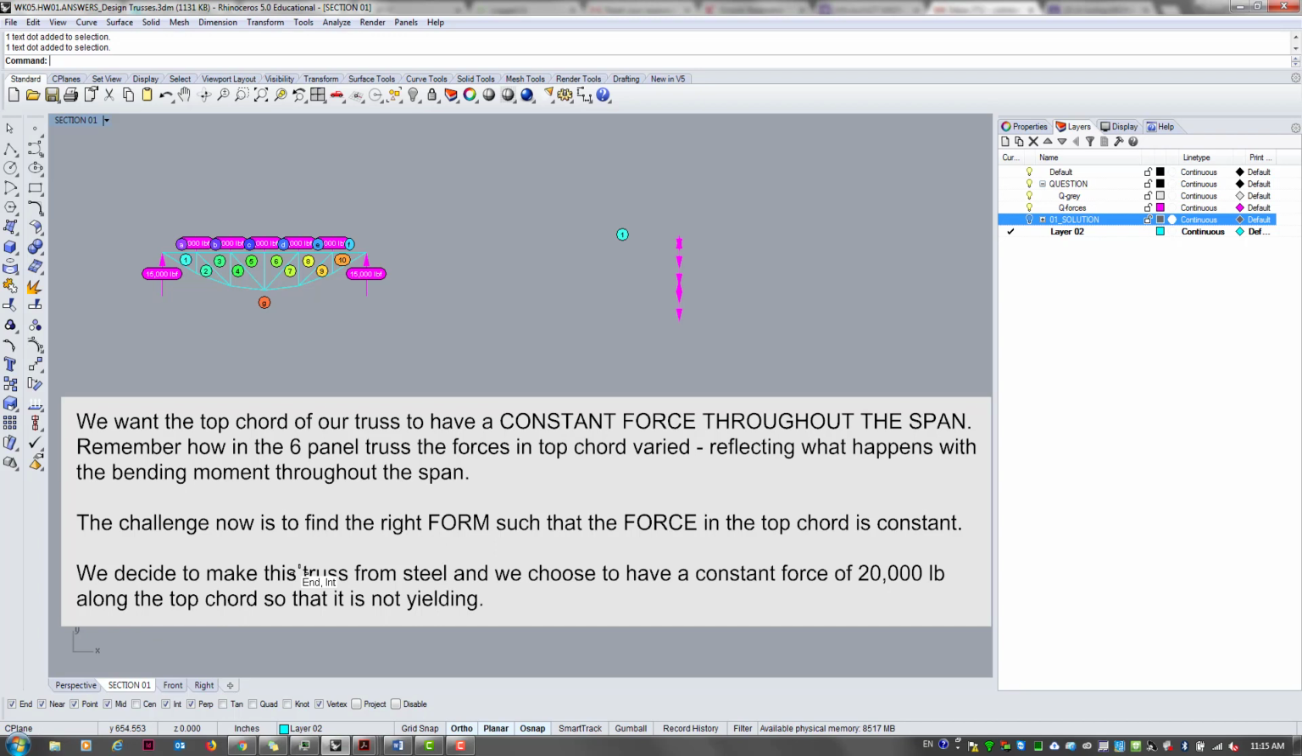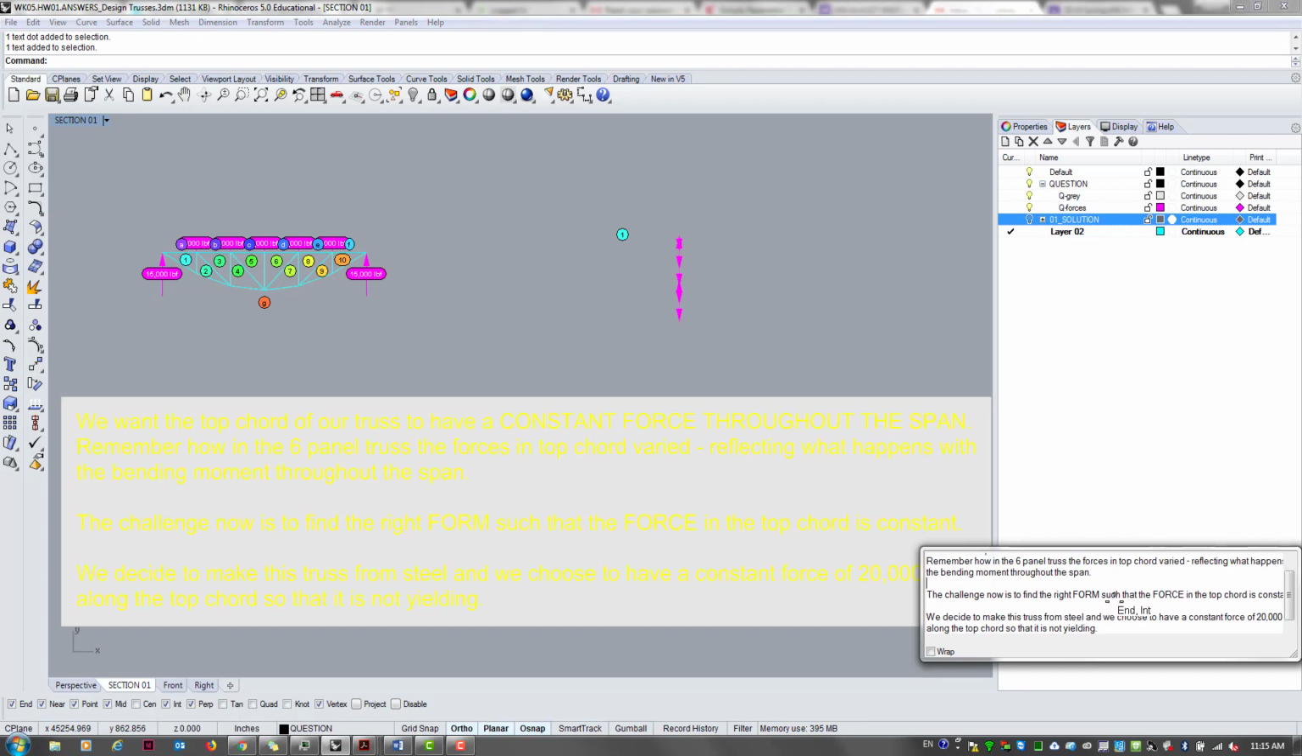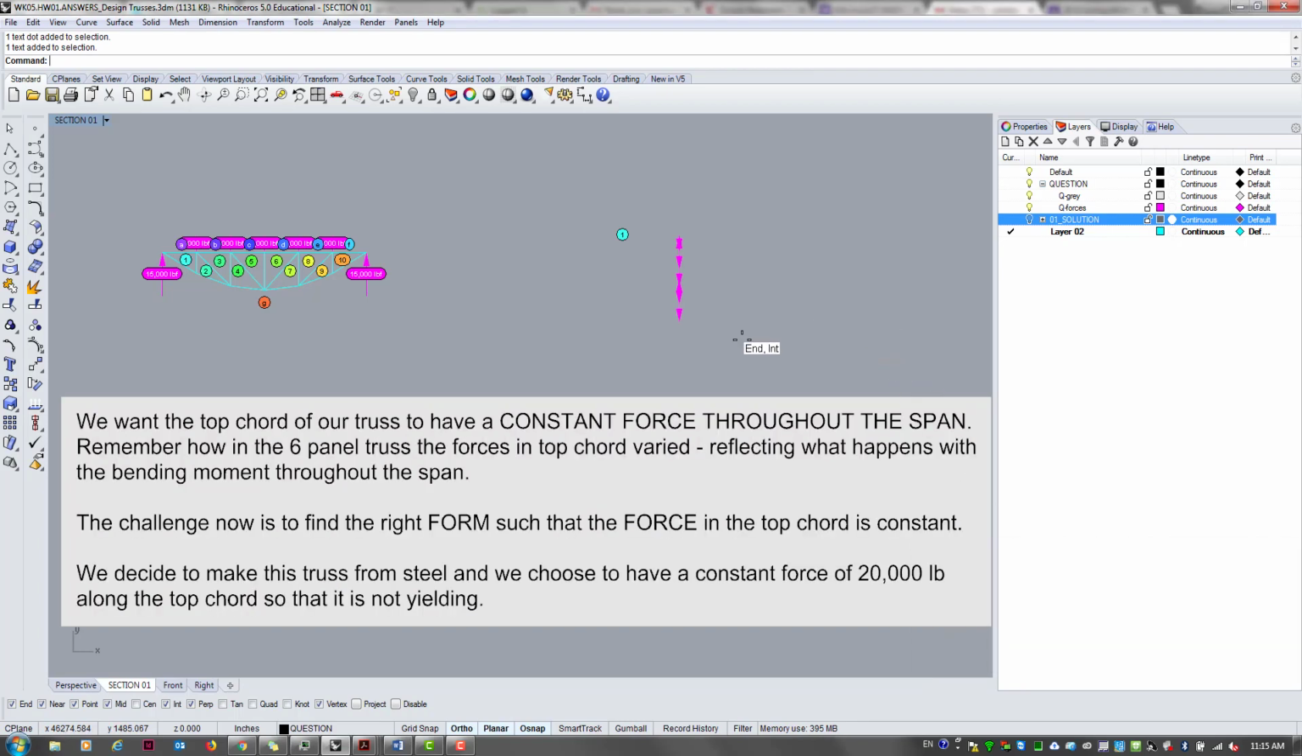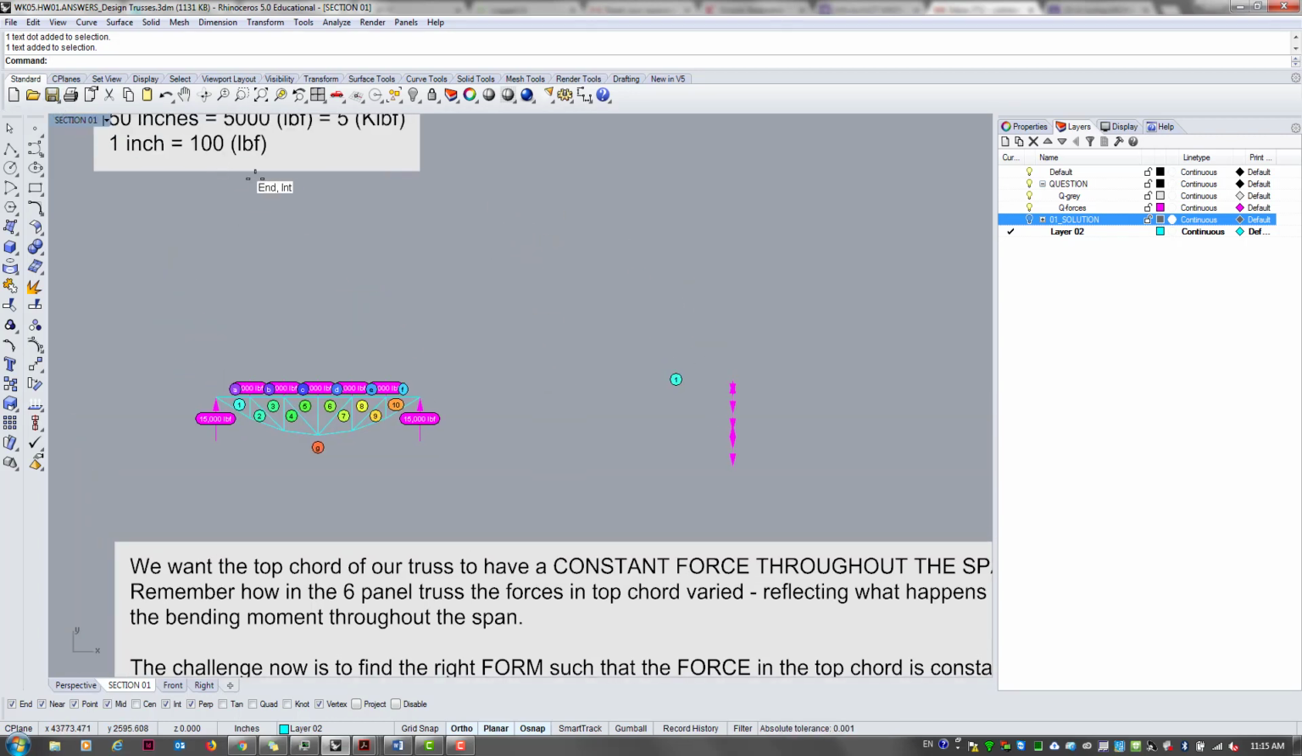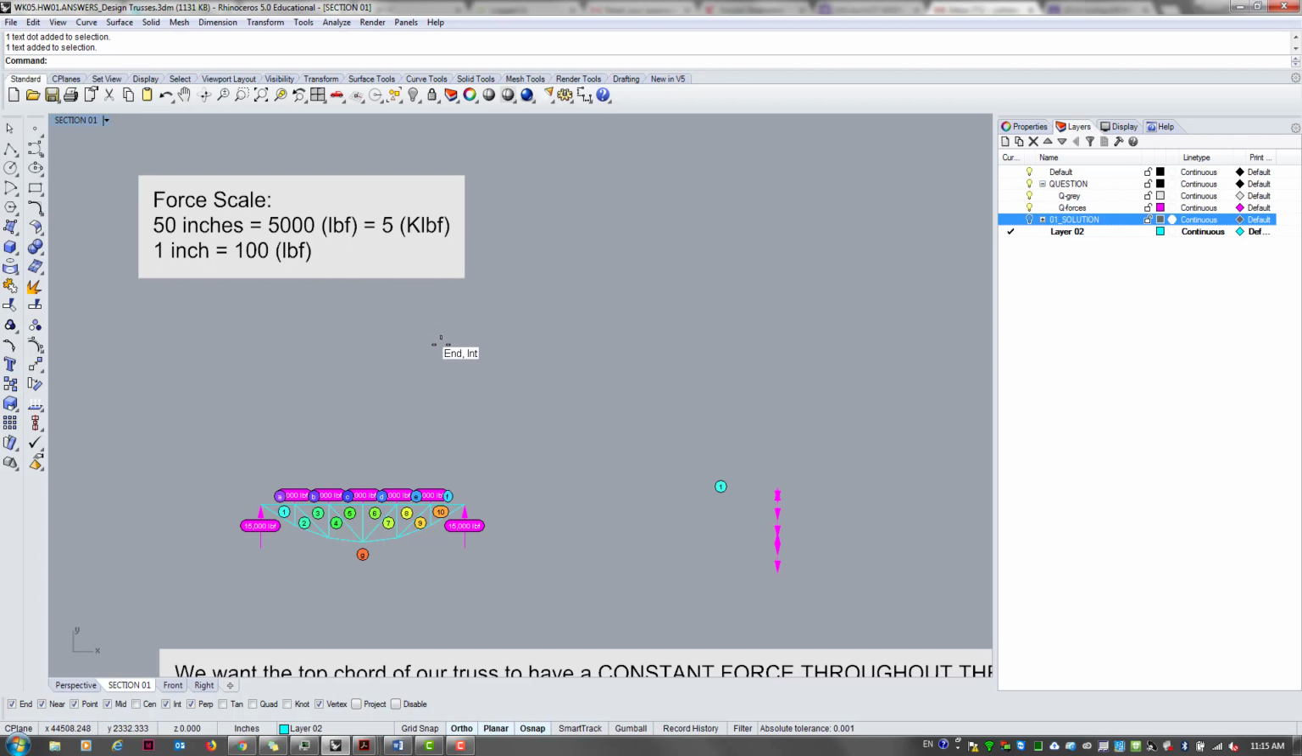So we use steel, and we choose to have a constant force of 20,000 pound force. I want to say LBF, but that's okay. Along the top chord, so that it's not yielding. Anyway, that's the assumption, and we're using this force scale.